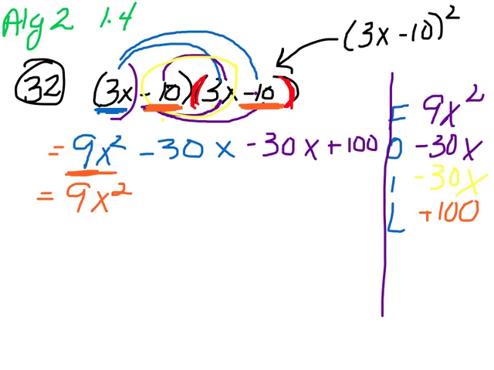It cannot be put together with anything else. Now these two terms are like terms. They both have x's, and there's the invisible 1 exponent on them, so the variable matches and the exponent matches. So I'm going to add them together. Negative 30x minus 30x is negative 60x.